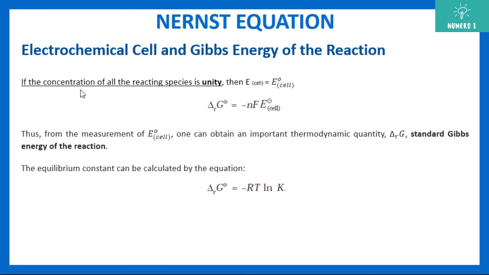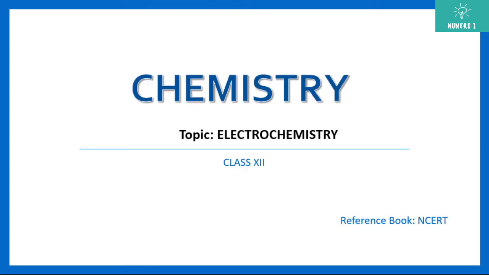Now, if the concentration of all the reacting species is unity, then E cell is equal to E naught of cell, that is, the electrode potential is equal to the standard electrode potential. In the same way, we also have the standard Gibbs energy, which is equal to minus nF E naught of cell. Previously we saw the relation between E naught of cell and Kc. In the same way, there is a relation between the equilibrium constant K and Gibbs free energy. So this is the relation, and that's it from my side.